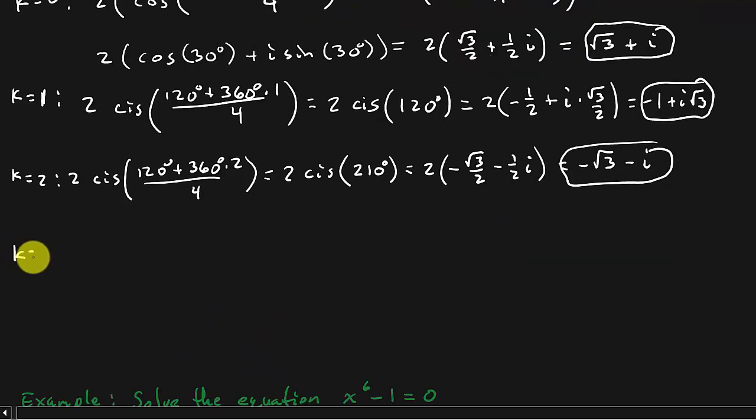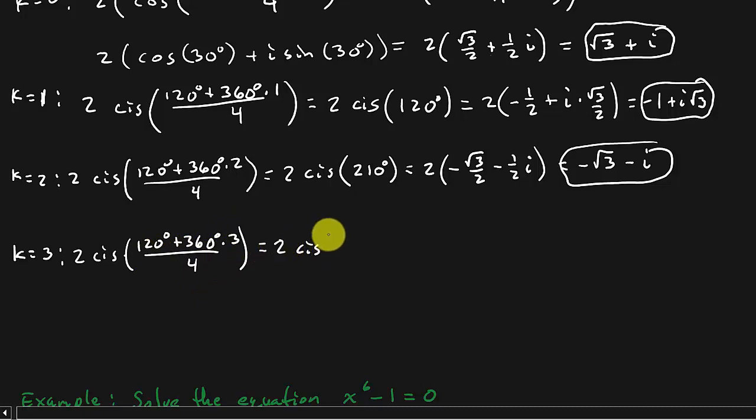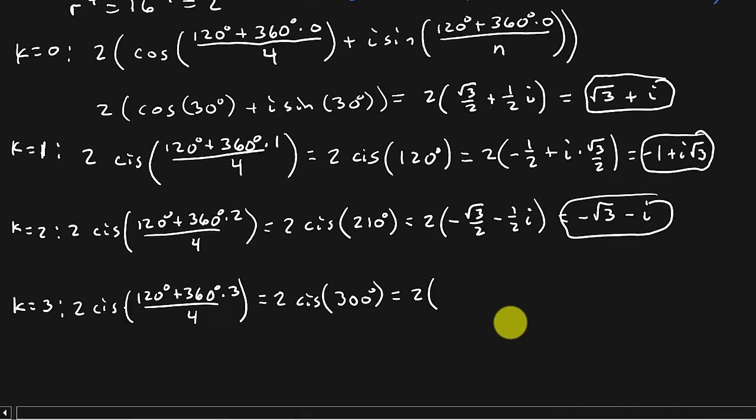All right, so then I've got k equals 3. So I've got 2, and that's going to be 120 plus 360 times 3 over 4 equals 2. And then let's see, what is that? That's 300 degrees. And so now we've got to do cosine 300 plus i sine 300. All right, see, I'm just abbreviating everything. Instead of writing it all out like this, I'm abbreviating it.